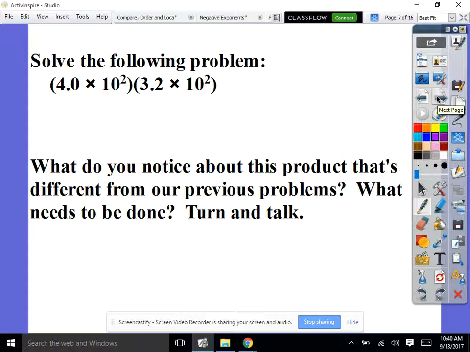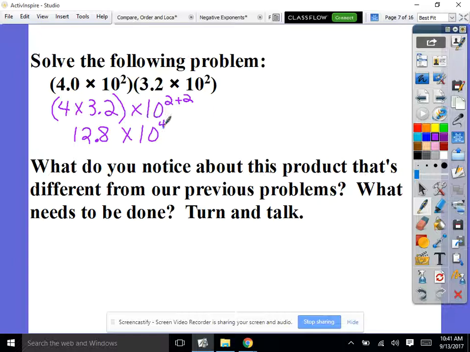Solve the following problem. Well, let's put our numbers and our powers of 10 together. So 4 times 3.2 times 10 to the 2 plus 2. Well, 4 times 2 is 8, and 4 times 3 is 12. 1 decimal place here, 1 decimal place here, times 10 to the 4th.